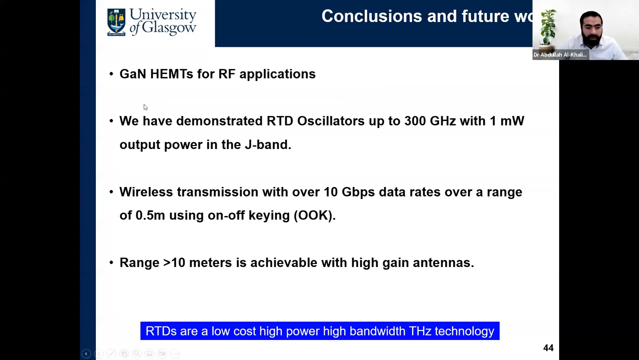Finally, we have covered the gallium nitride HEMTs for RF applications. Also, we have demonstrated some RTD oscillators up to 300 gigahertz in the J-band. We have done wireless transmission with over 10 gigabits per second data rate over a range of up to 20 meters. And we can achieve a big range beyond 10 meters using high gain cables.